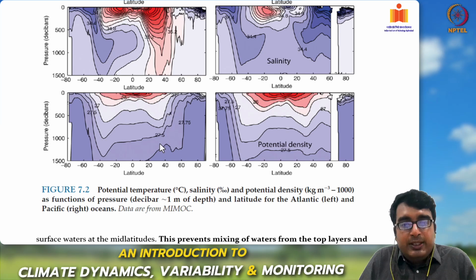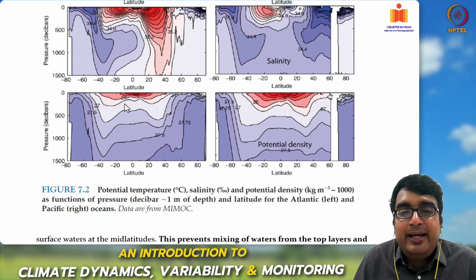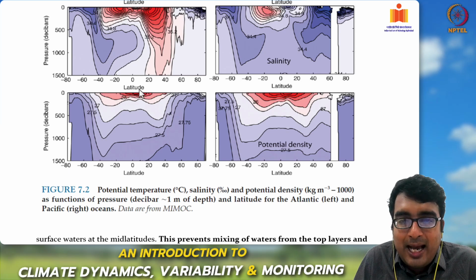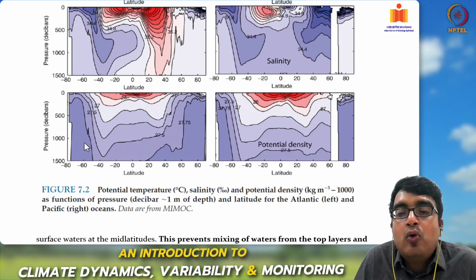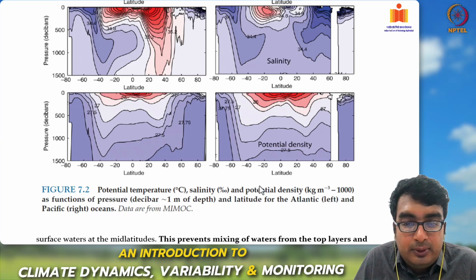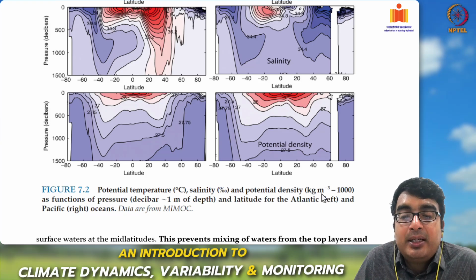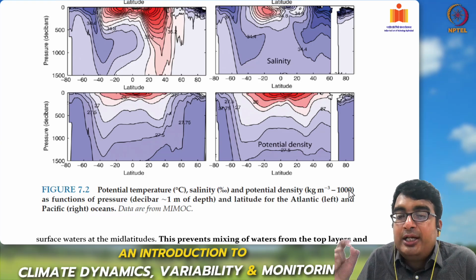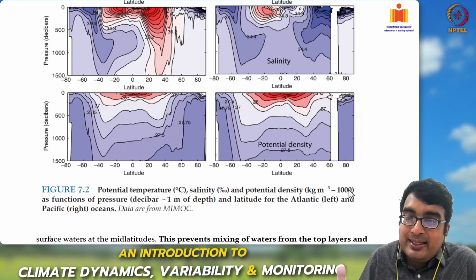So here you see the red has lower density and the blue has higher density. Okay, so the bluer it is, the higher the density; the redder it is, the lower the density. And the density is in kg per meter cube minus 1000, the potential density delta. How much is the density compared to 1000 kg per meter cube?